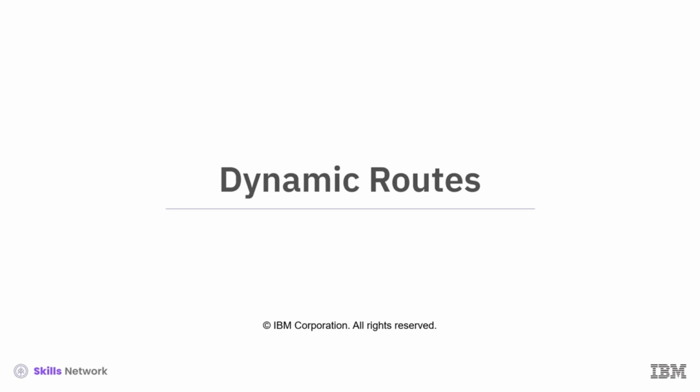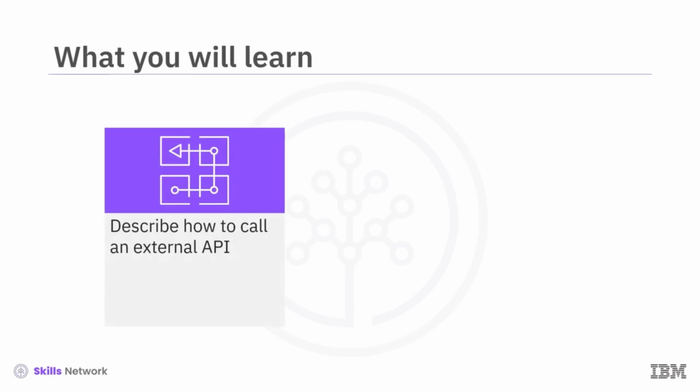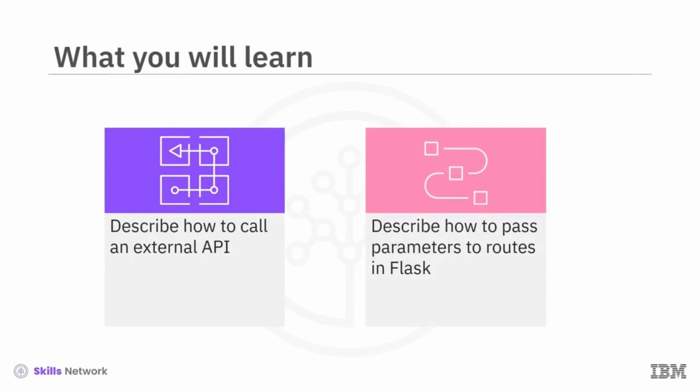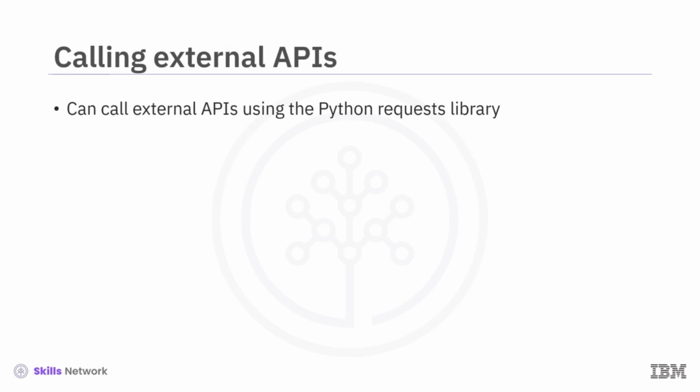Welcome to Dynamic Routes. After watching this video, you will be able to describe how to call an external API in Flask, and describe how to pass parameters to routes in Flask. Let's look at an example of how you might call an external API in Flask. Now, the easiest way is to use the Python requests library.